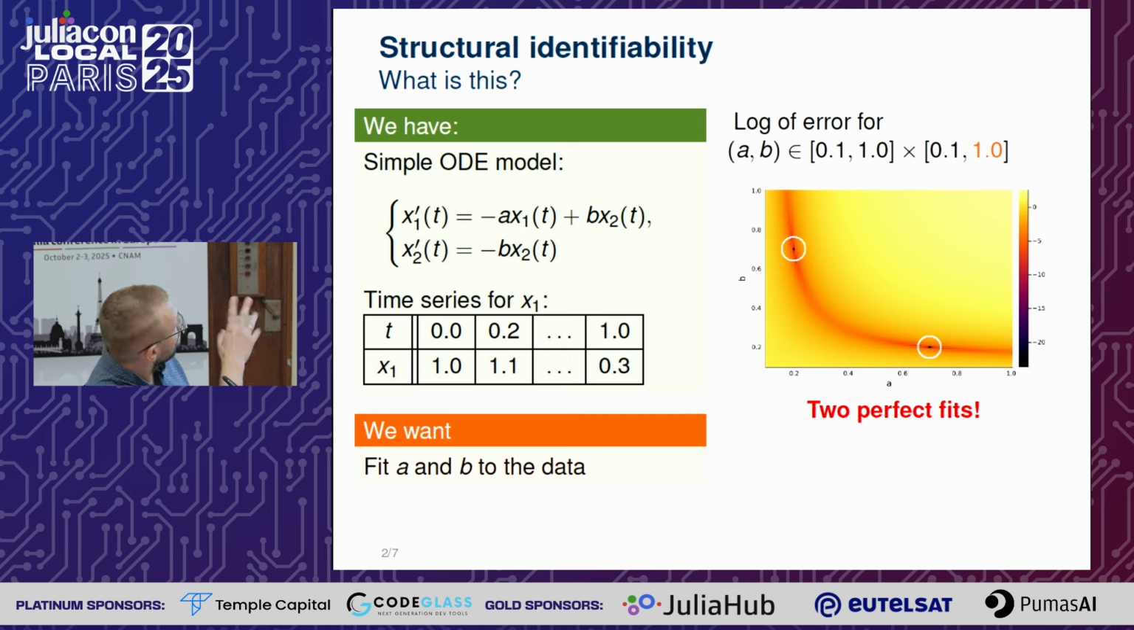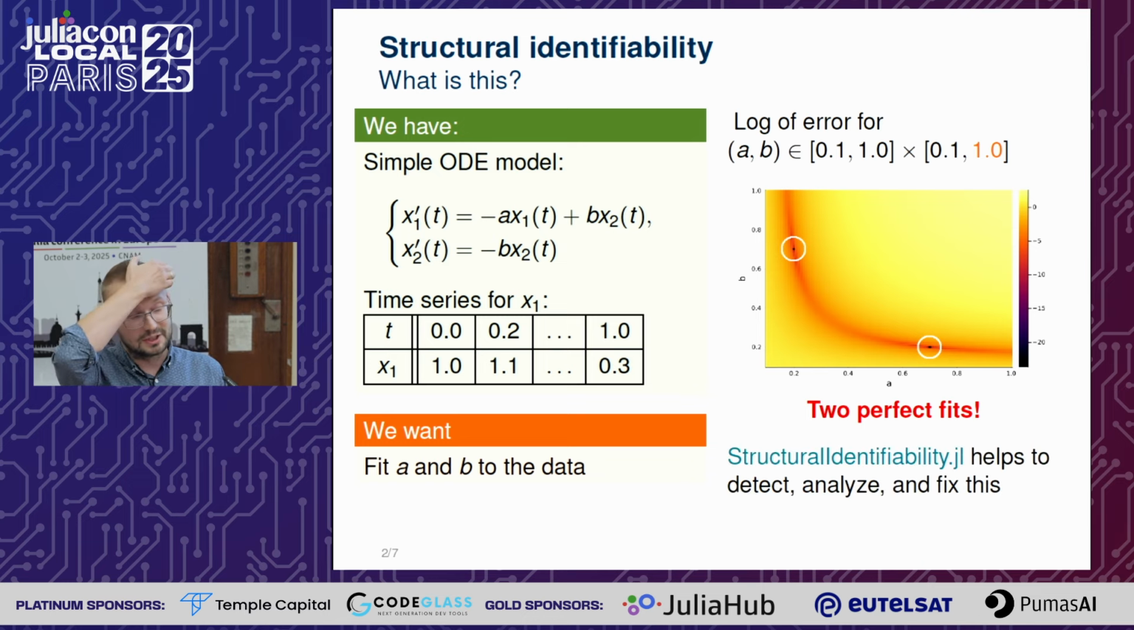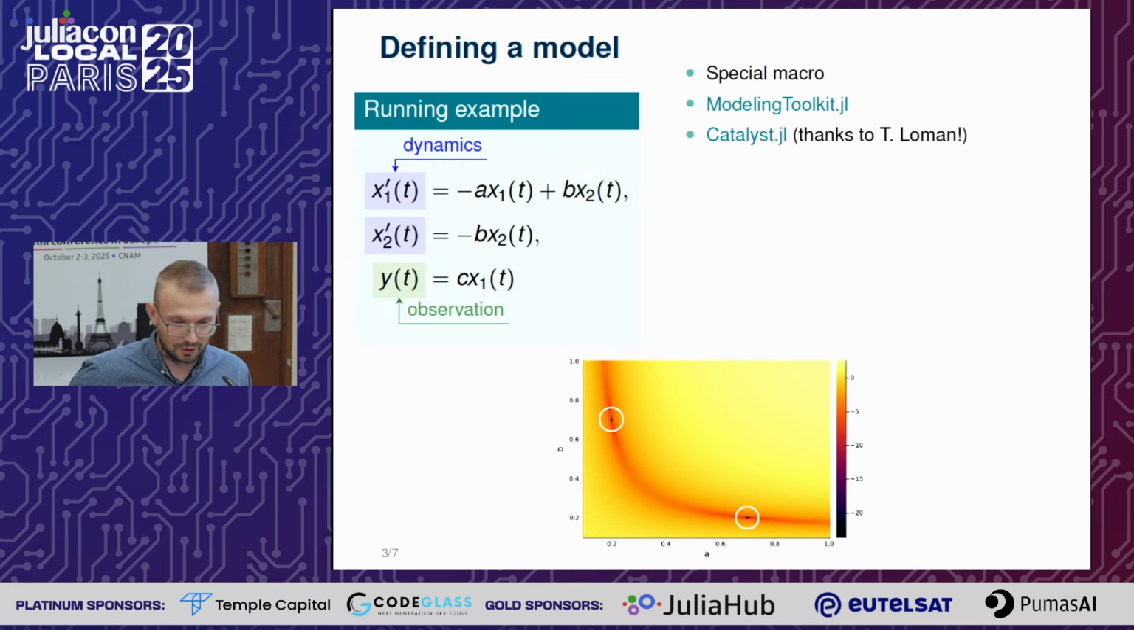Note that there is no obvious symmetry with respect to a and b in the equations, but there is symmetry if you try to fit. And StructuralIdentifiability.jl helps you to detect this issue, analyze it, and hopefully fix it in some cases. So let me just walk through the main functionality using this model as my running example.